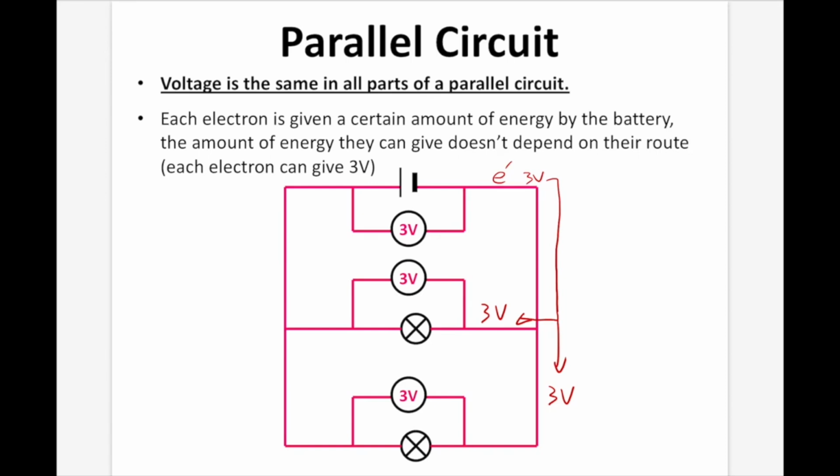So same idea. Whichever way the electron goes, it has 3 volts to give. If it goes down this first path, it's going to have 3 volts to give to this bulb. And if it goes down the second path, it's going to have 3 volts to give to this bulb.